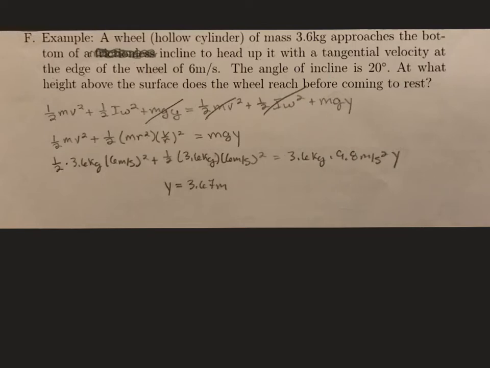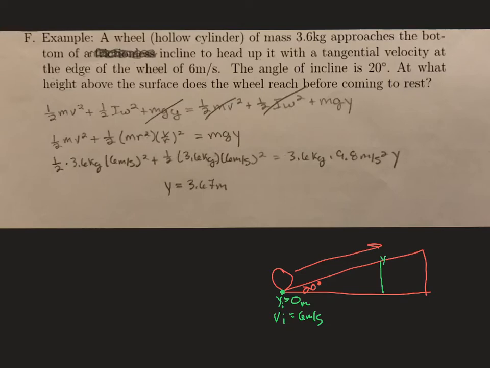Whenever we do this, we have an incline, and the object is rolling up the incline, so 20 degrees in here. What we're trying to establish is right here, where y equals 0, we know that the velocity is 6 meters per second. We want to know what y final is, so how far above the ground it is when the velocity is equal to 0 meters per second.